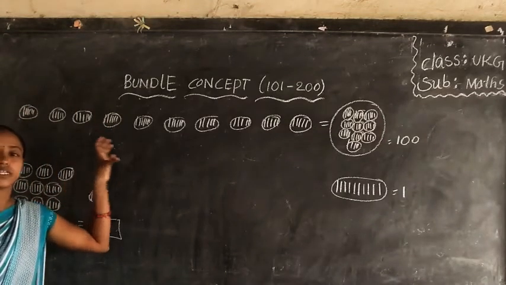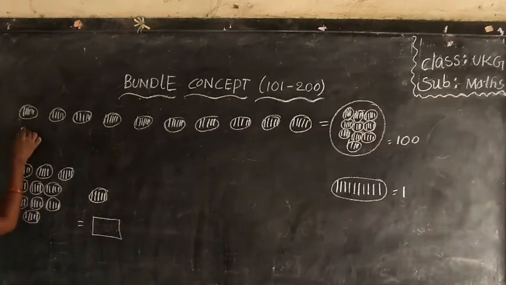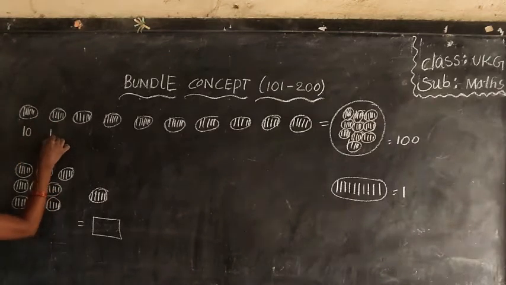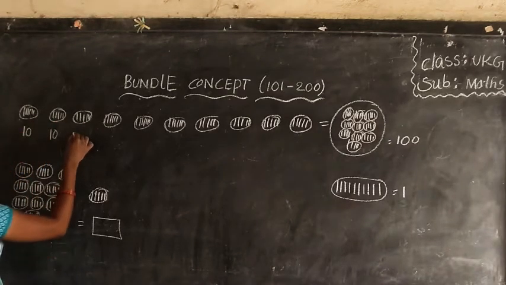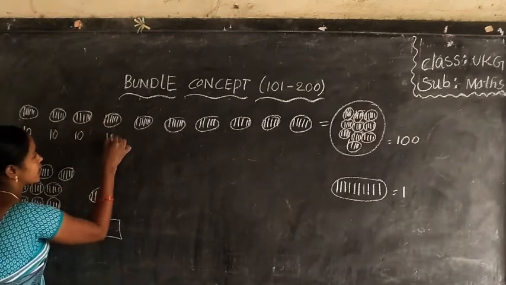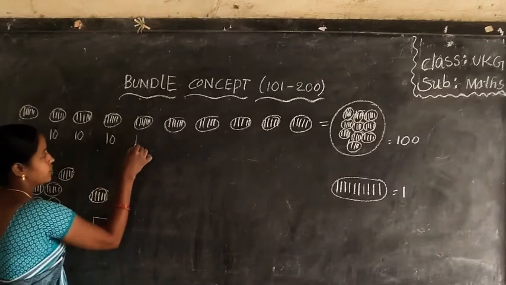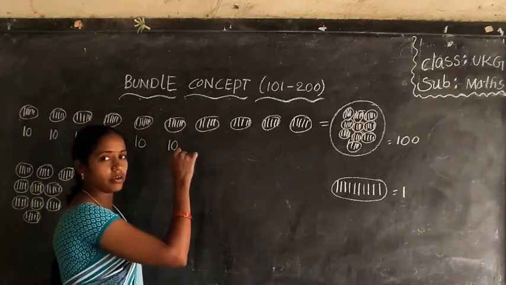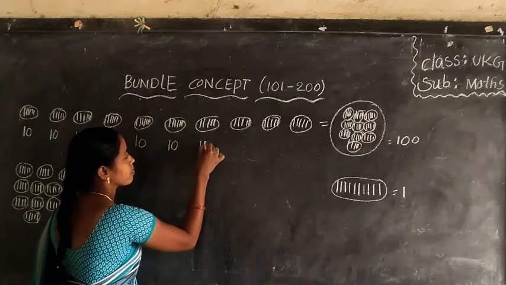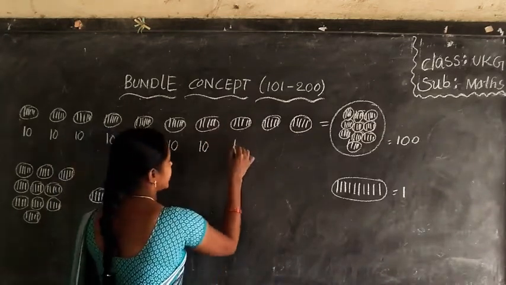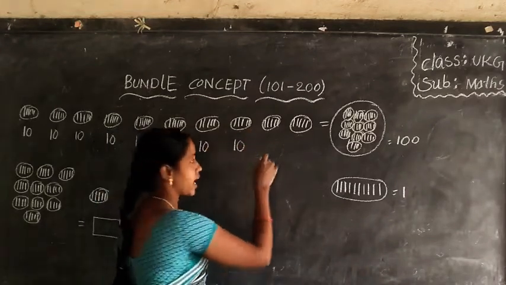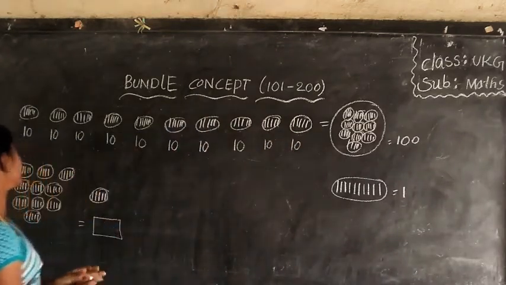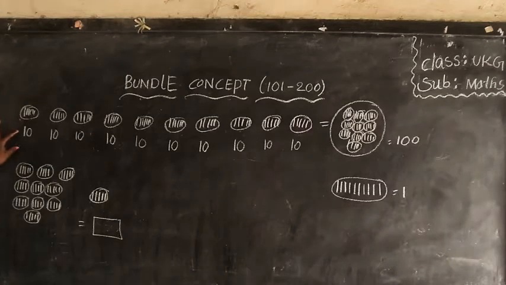10 bundles have how many sticks? 10 and 10 more? 20. 20 and 10 more? 30. 30 and 10 more? 40. 40 and 10 more? 50. 50 and 10 more? 60. 60 and 10 more? 70. 70 and 10 more? 80. 80 and 10 more? 90. 90 and 10 more? 100. Each bundle has how many sticks? 10.